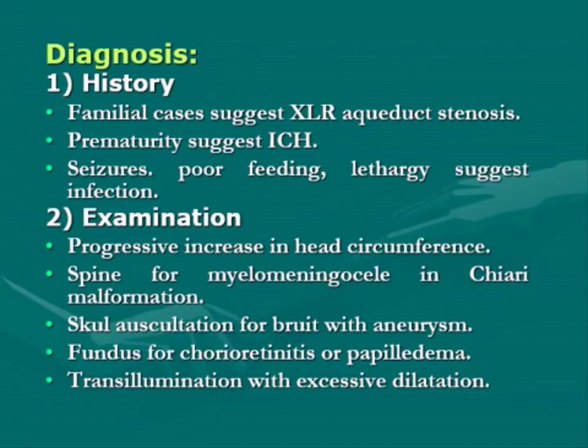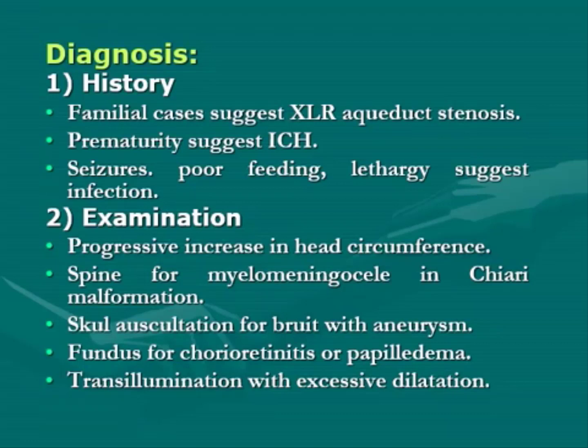What about the diagnosis? Number one, in the history, you should ask about familial cases, suggesting X-linked recessive aqueductal stenosis. The presence of prematurity in the perinatal history suggests the patient may have had intracranial hemorrhage, and this is the cause of the hydrocephalus. The presence of seizures or feeding lethargy suggests infection.